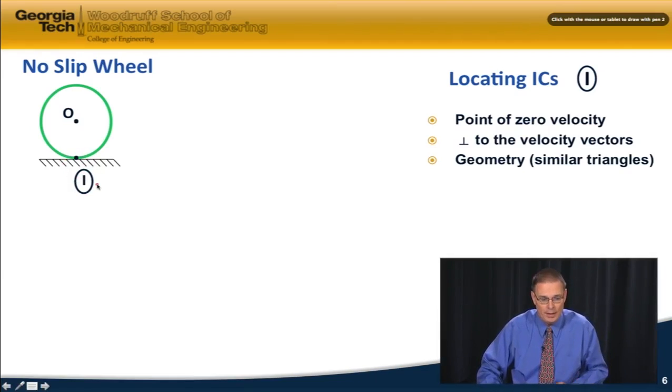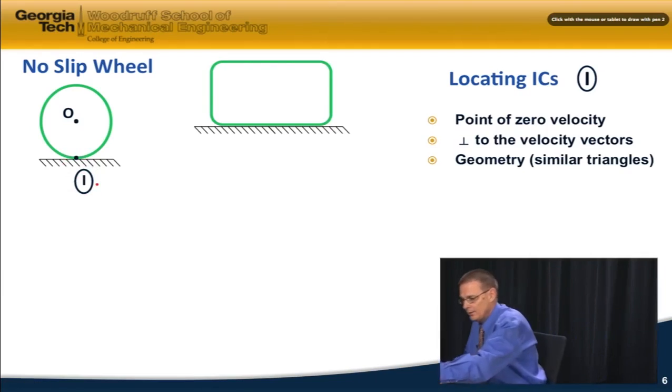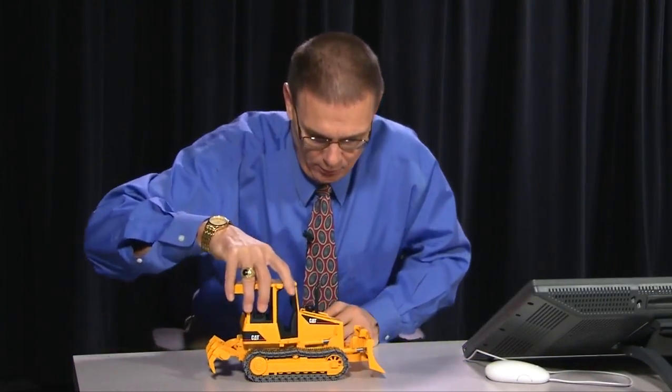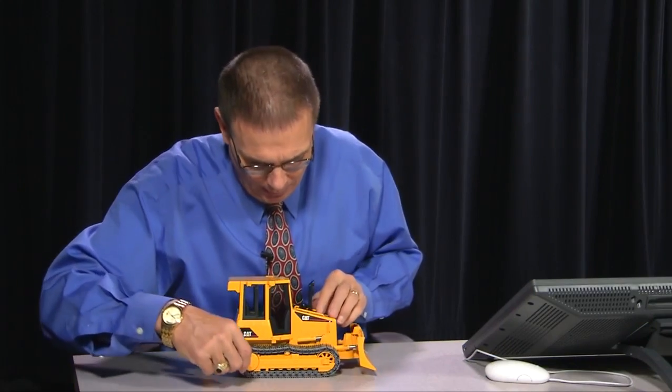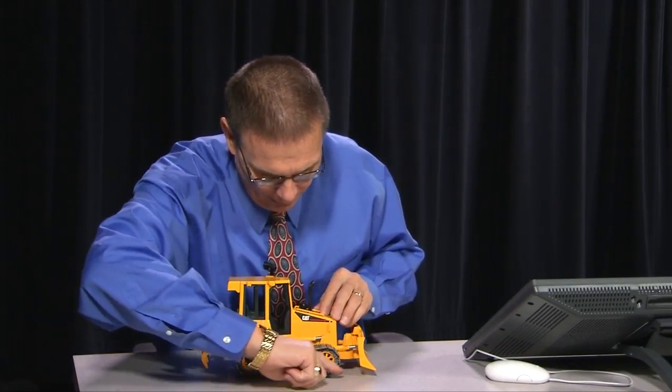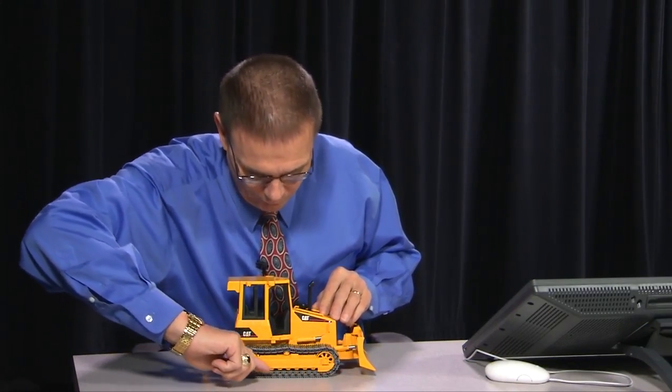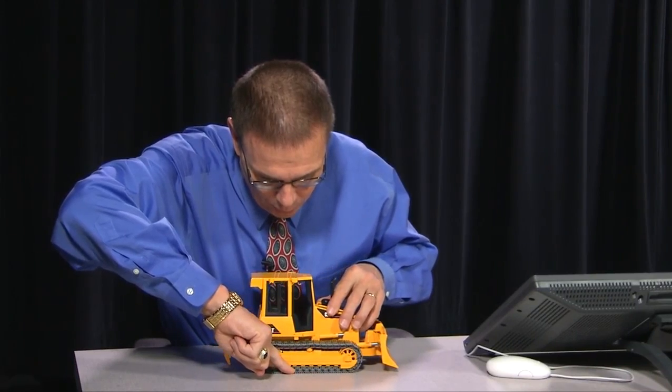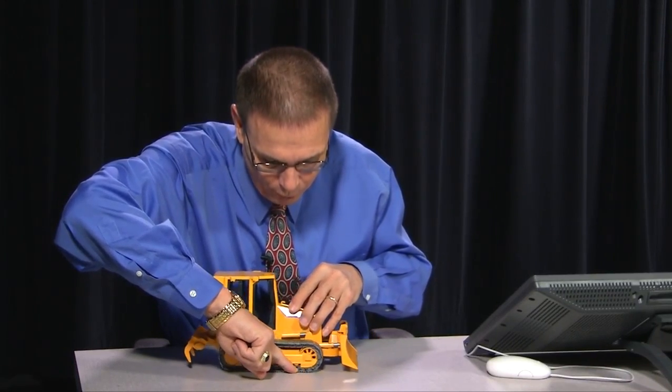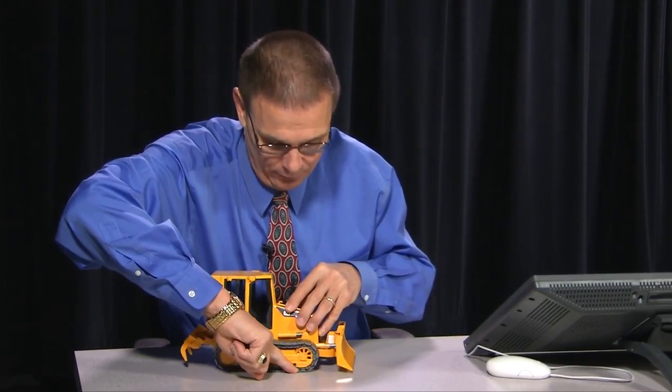Now, some of you may not see that all so well, so I've got a little bit of a demonstration here to show you why that's the case. I have a little tracked dozer here, and on this tracked dozer, if I put my finger right on the track where it touches the surface, the no-slip surface, you can see that my finger does not move. So my finger has to have zero velocity.